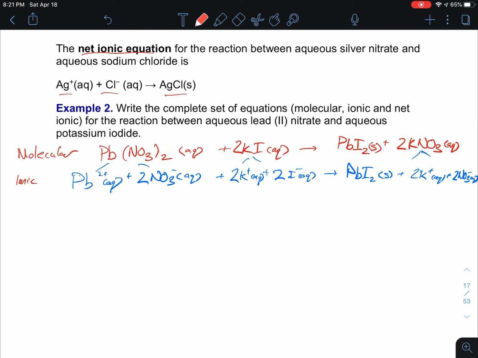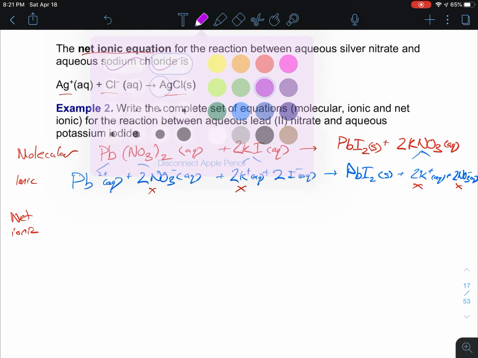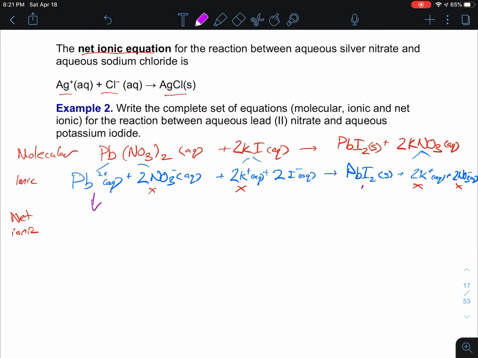And then we're going to look for any partners that are the same. So here, here, and here, we can take those away and form the net ionic. So only things that are on one side of the equation get carried through. So this one, and this one, and this one. So we got 1 lead, aqueous. We got 2 iodines, aqueous. And those are forming together to make lead iodide solid.